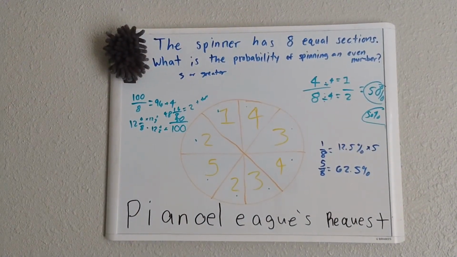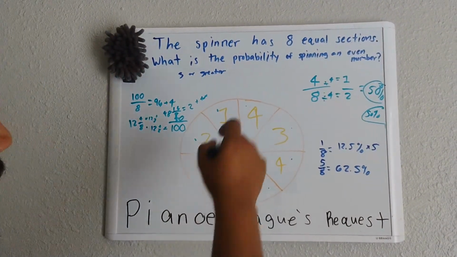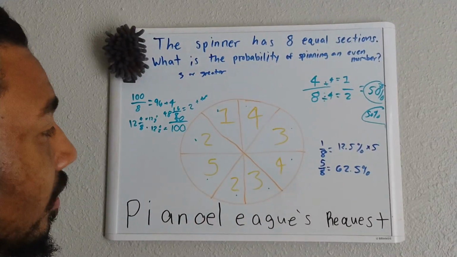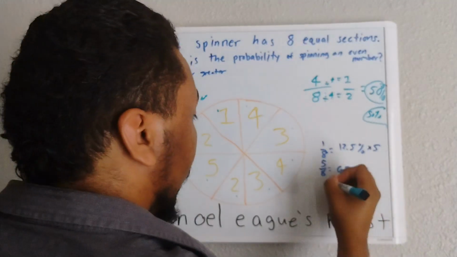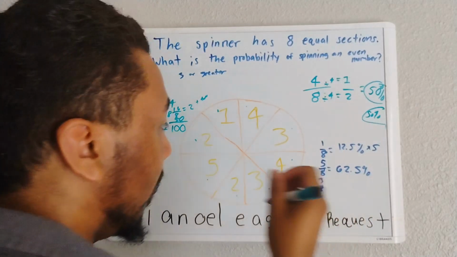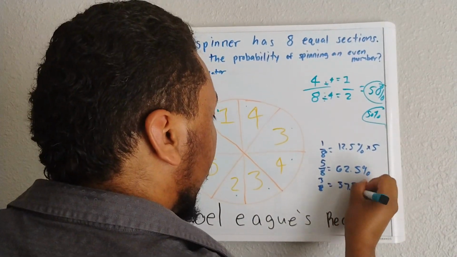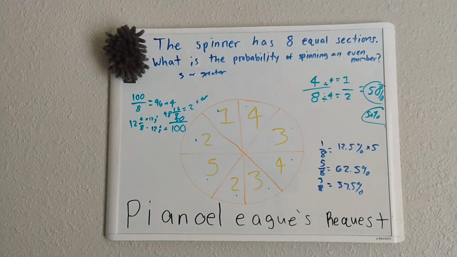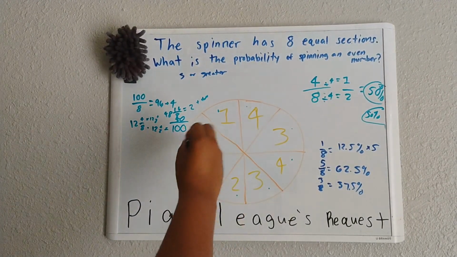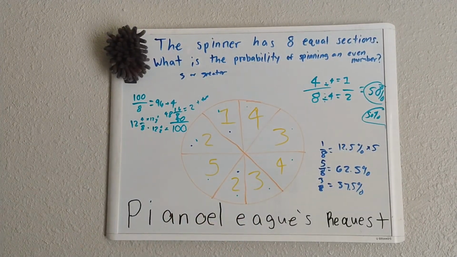Now, what about this guy who needs a 1 or a 2 to win the game? What's the probability that he'll win on the next spin? Well, how many 1s and 2s are there? 1, 2, 3. So we do 3 over 8. What's 12.5 times 3? You got it. 37.5%. So he has less than a 50% chance of winning if he gets a 1 or 2.